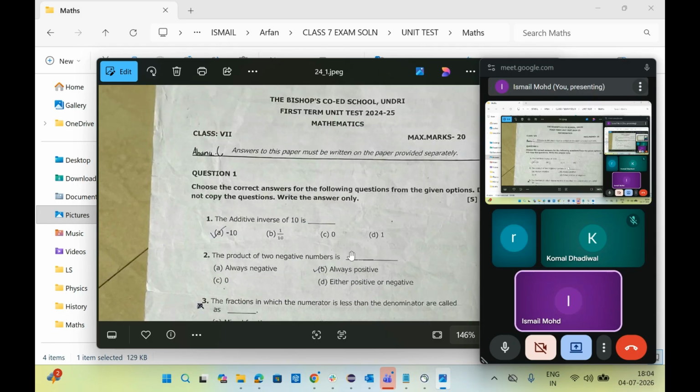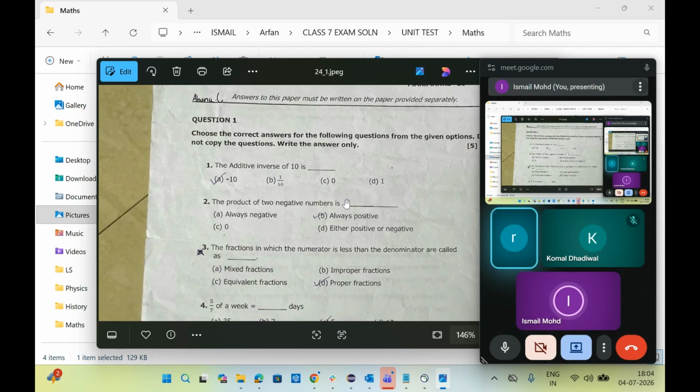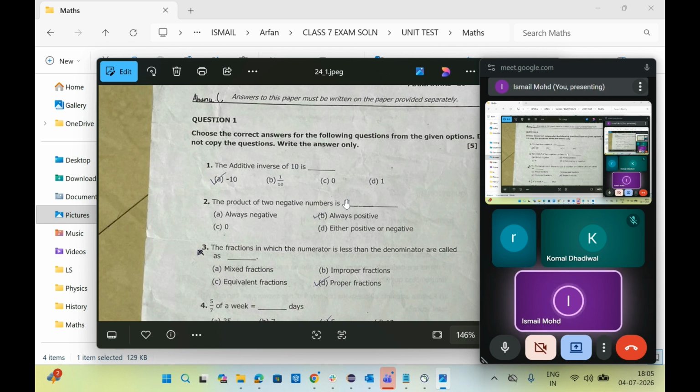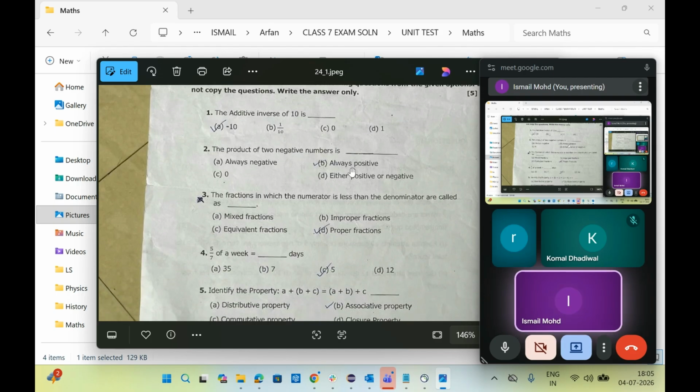It's clear. Okay. The additive inverse of 10 is minus 10, because if you add minus 10, the result should be 0. So if they ask for 10, it is minus 10. If they ask for minus 10, you have to take 10. Opposite sign.